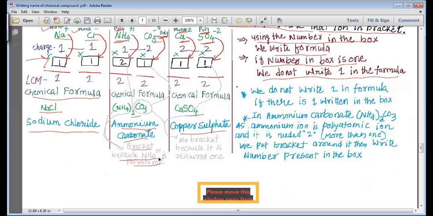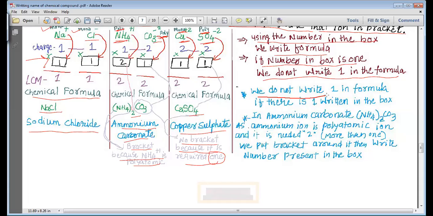But when it comes to the polyatomic ion CO3 minus 2, or the polyatomic ion SO4 minus 2, there is no bracket. We do not write any bracket because it is required in one in number. So when the polyatomic ions are needed only one in number, we do not put a bracket.